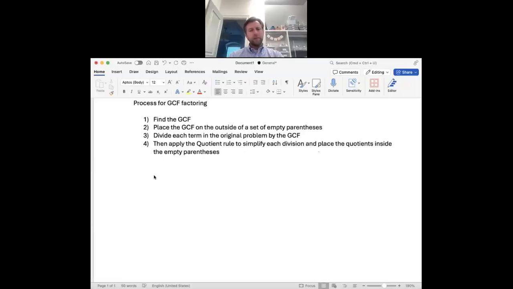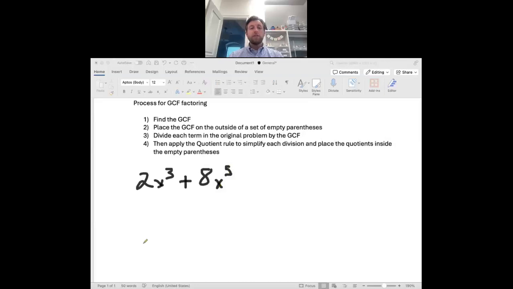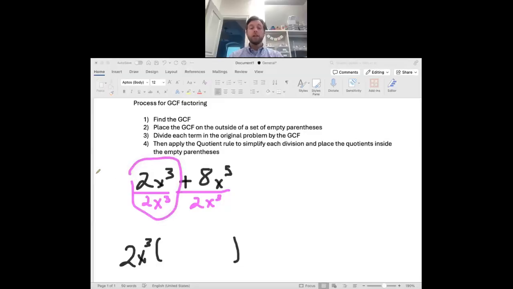Something a little more complicated. I think the one we did yesterday was kind of basic, 2x to the third plus 8x to the fifth, something like that. The GCF in this case was 2x to the third. And so what we did is we took the original two terms and divided each one by that GCF. We simplified each expression utilizing the quotient rule that we learned the other day.